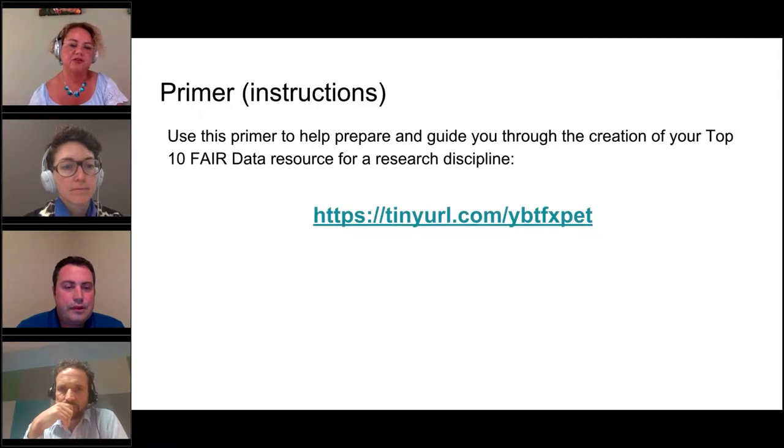So if this is new to you, which it probably is, particularly the creation of the resources, we created a primer, which is basically a set of instructions that will help guide you through the creation of your top 10 FAIR data resources for different disciplines. I've put the link to the tiny URL there, but it's basically just a few pages that tells you how you'd go about this, which is essentially not to start with another top 10, although it's good to see that example, but to actually start with the 23 things and start with some bigger ideas and then skim down from there to how you might want to get to 10 and whether you want to do different levels within each 10.